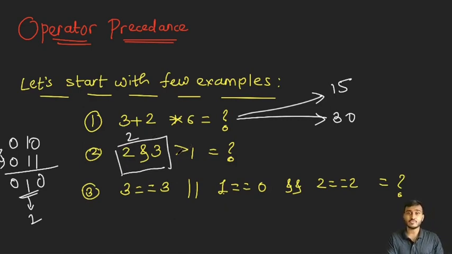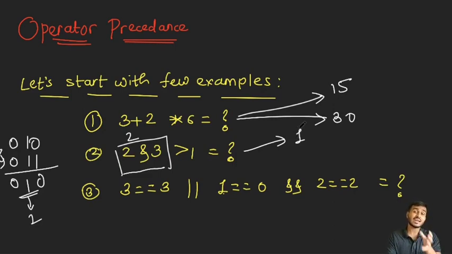Then 2 greater than 1, this is correct, right? 2 is greater than 1, so the evaluation will come as 1, because 2 is greater than 1. A relational operator will either give us 0 or 1. If the relation is true, then it will give us 1 as the output, otherwise it will give 0. So in this case it is going to give us 1 as the output.